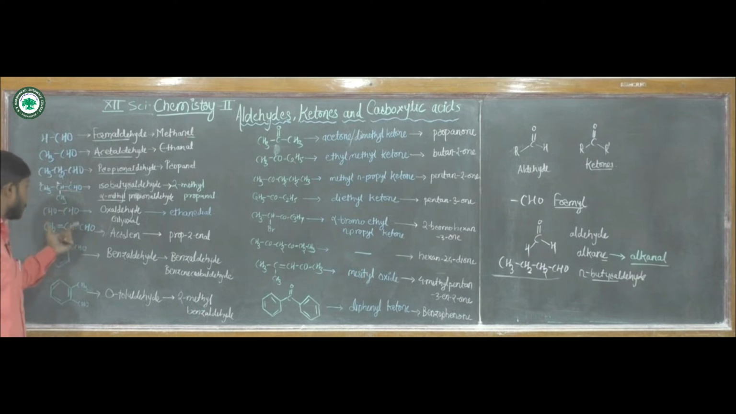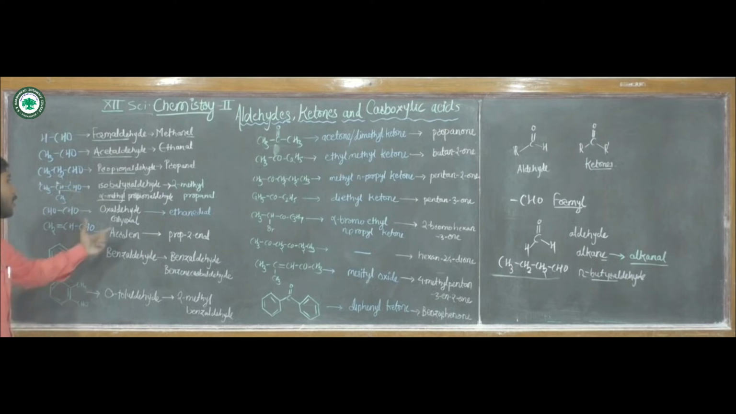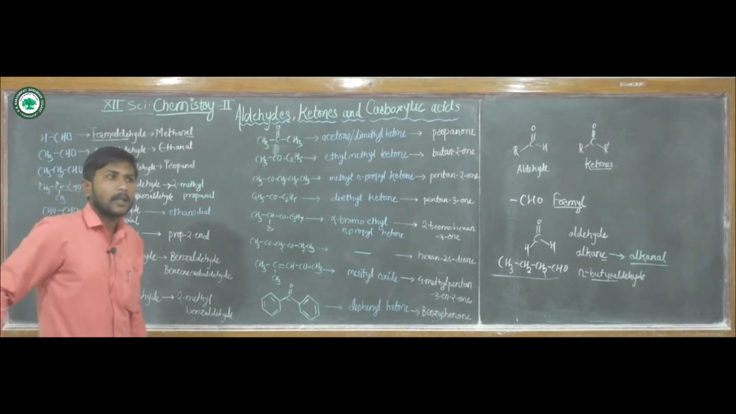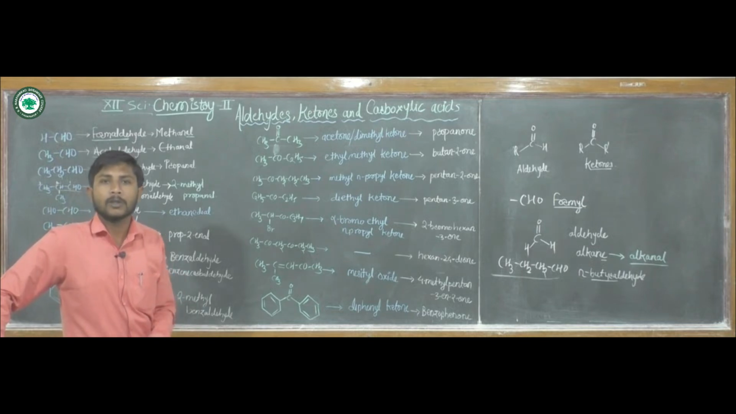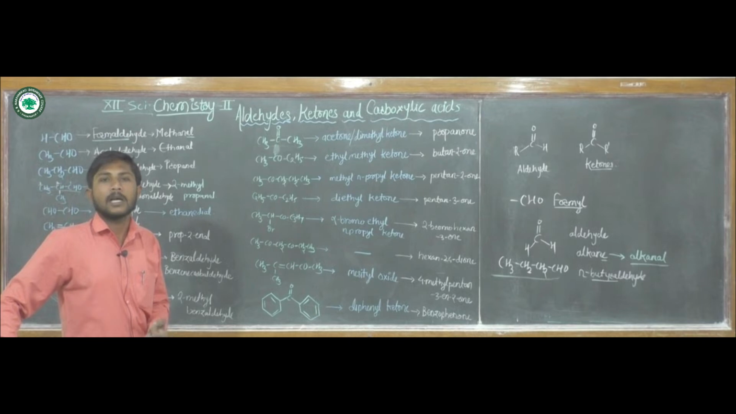Look at the next example, CHO, CHO, that is the 2 formyl groups are attached with each other. Here the name is called oxaldehyde. It is oxaldehyde or glyoxal. For many competitive examinations, it is not mandatory to use the IUPAC names. Many times the common names are generally used.